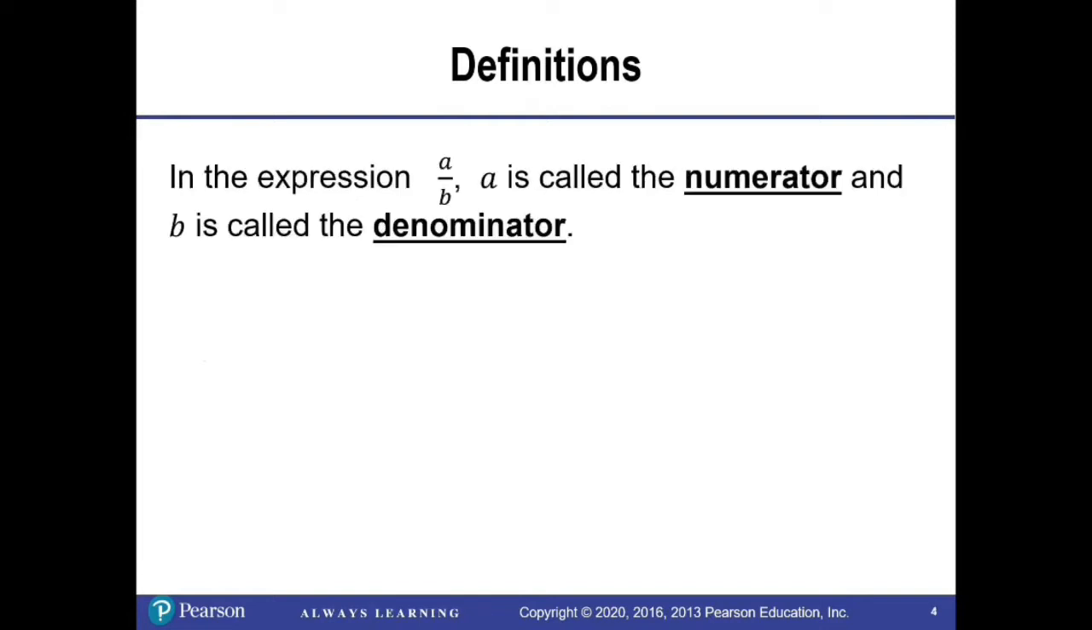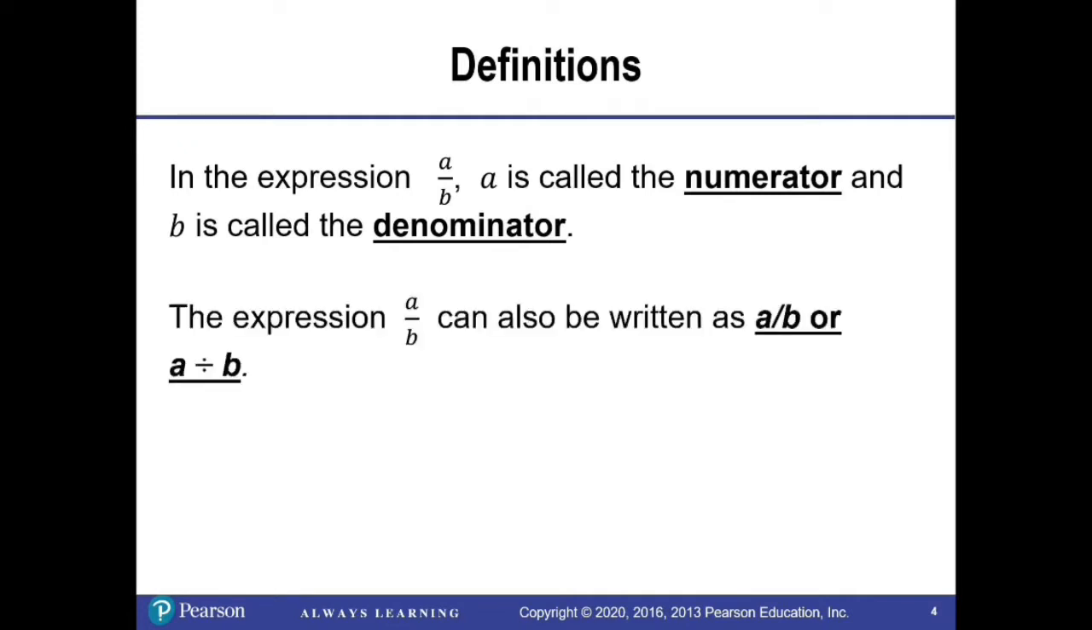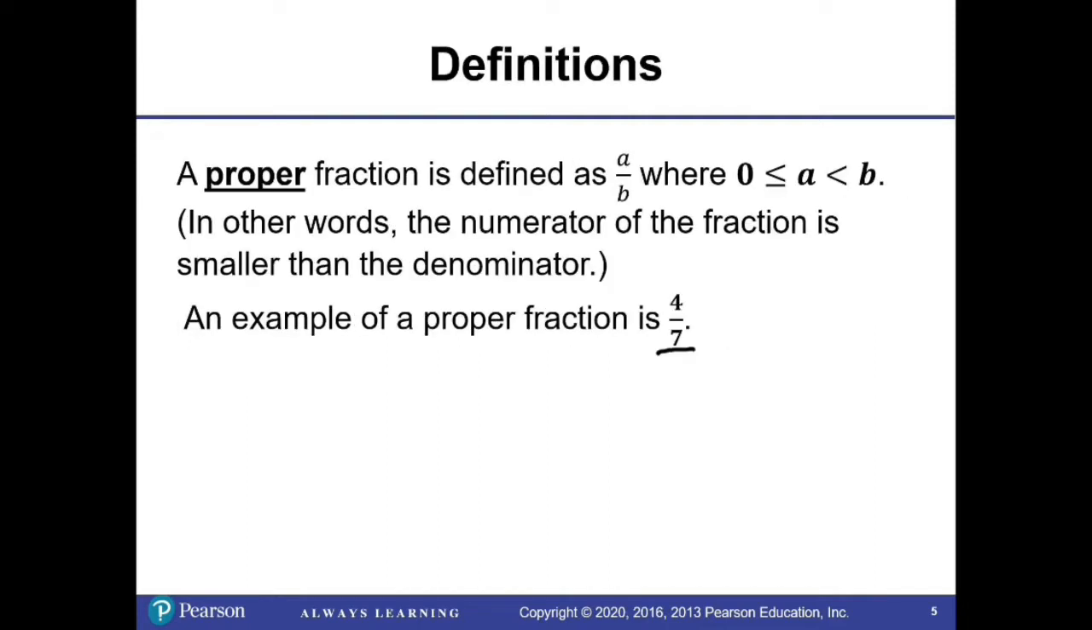The top of a fraction is called the numerator, and the bottom is called the denominator. There are several ways we can write fractions as A over B. We could also write them as A/B or A divided by B. A proper fraction is when the numerator is smaller than the denominator. So 4/7 would be a proper fraction.